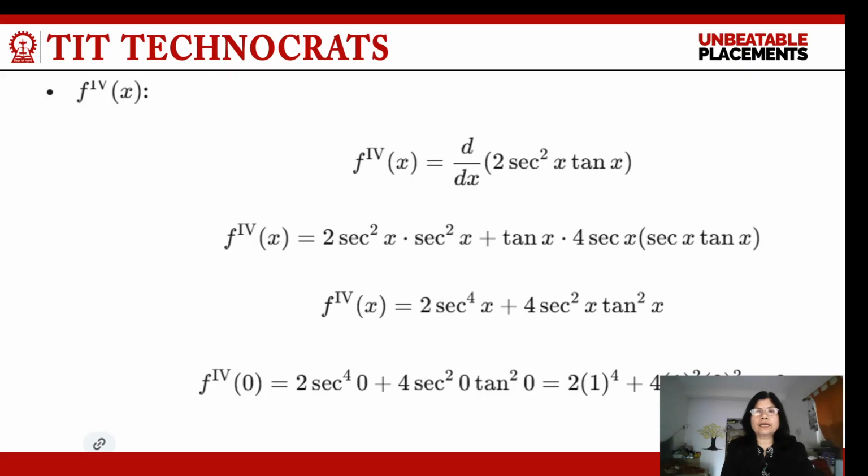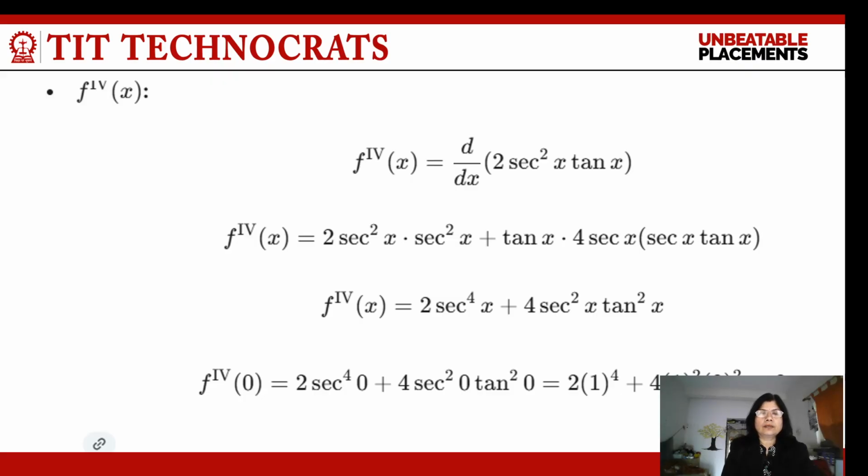Now the fourth differentiation, that is f fourth x is equal to d by dx of 2 sec square x tan x. We use the product rule of differentiation. So f fourth x is equal to 2 sec square x into sec square x, since we know that the differentiation of tan x is sec square x, plus tan x into 4 sec x into sec x tan x.